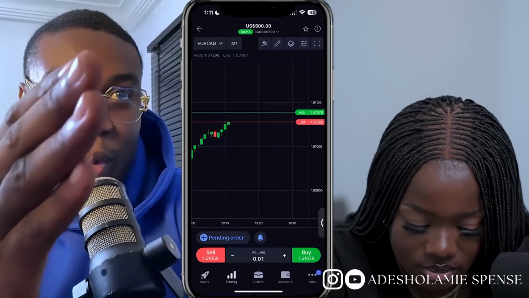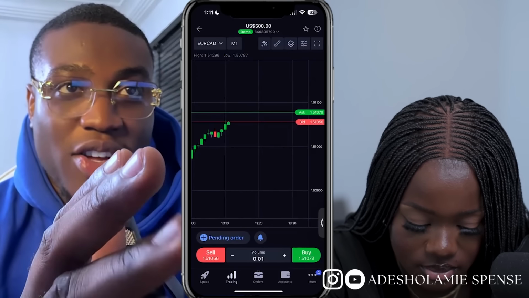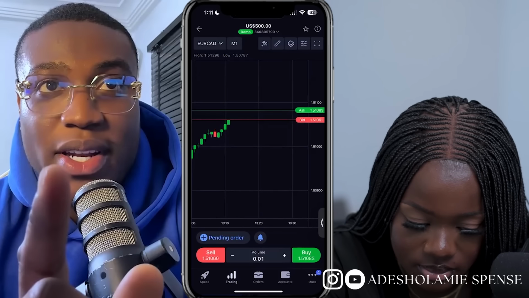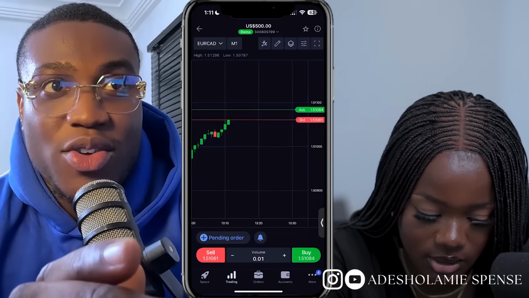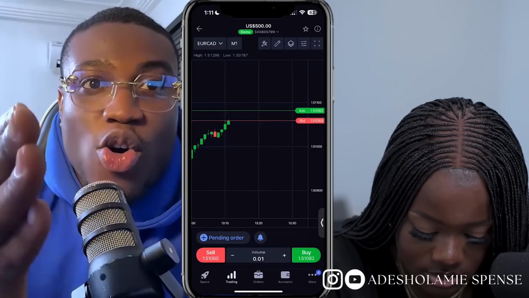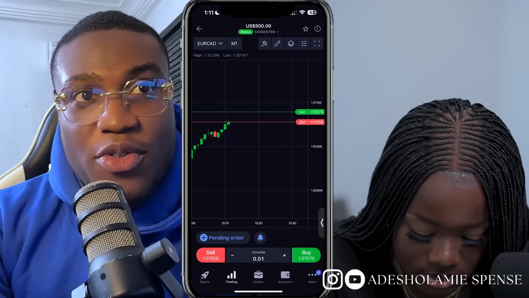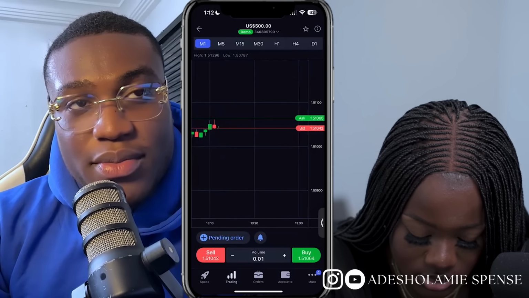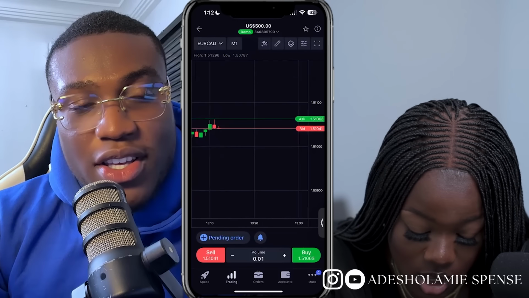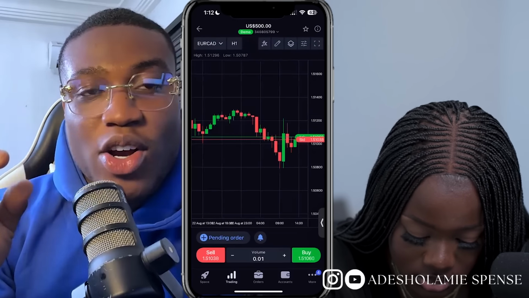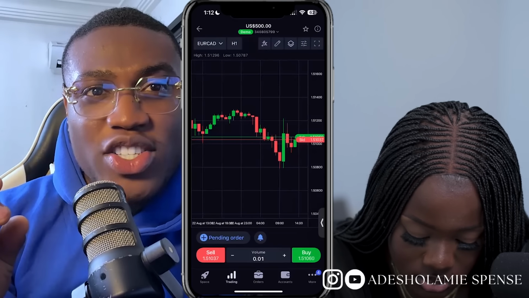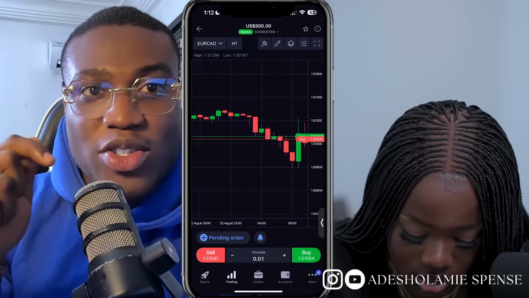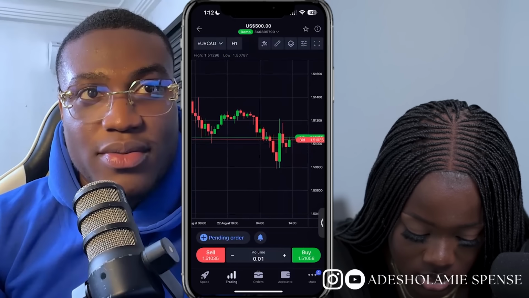Do you understand? By the side of that Euro CAD you're seeing up there, you see M1. That M1 means 1 minute. Each candlestick here opens and closes in 1 minute. If you go to H1, that's 1 hour, so each candlestick opens and closes in one hour. You can see that it's moving slowly. It's not moving as fast as the 1 minute was moving. Go back to the 1 minute. You see how fast it's moving.